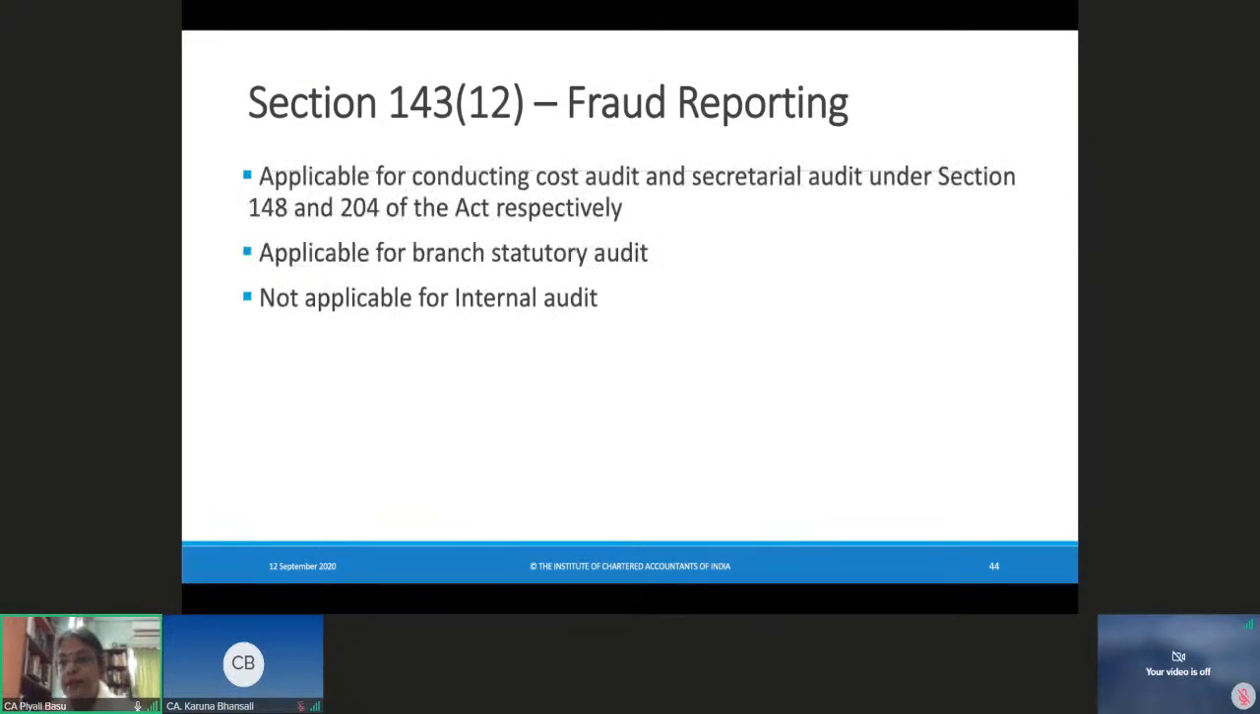SEBI requires that companies must have these kinds of policies and vigilance mechanisms in place, and similar requirements are there for government companies and other places, depending upon the situation and the requirement. So, as I said, to reiterate again, even if a fraud has been identified by the cost auditor or the secretarial auditor of the company, it has to be reported under section 143(12) to the audit committee or to the directors, as the case may be.